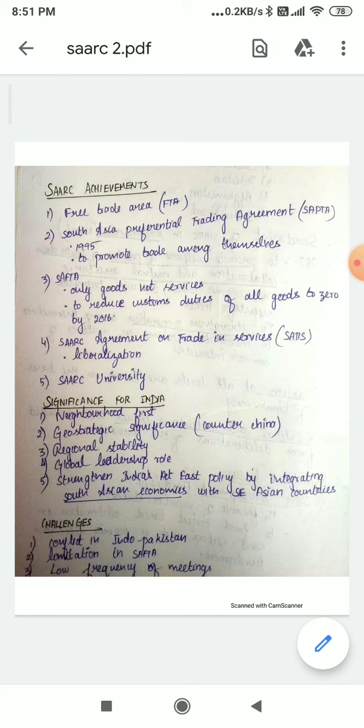And the third is regional stability. Every South Asian country is involved, they are members of this grouping. So we can strengthen the region and stabilize it by having a cooperative approach and coordination, and mutual assistance in times of need.